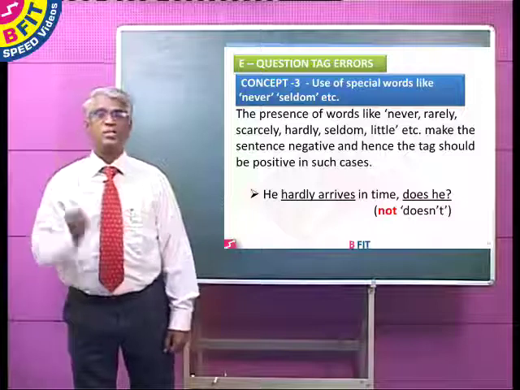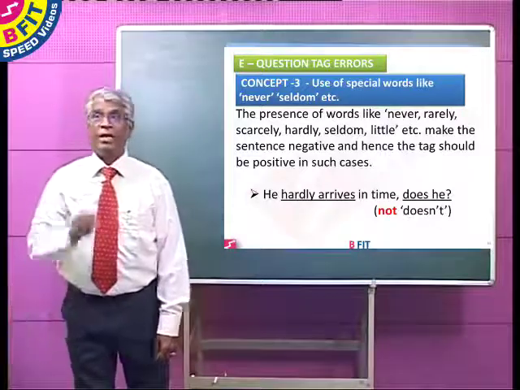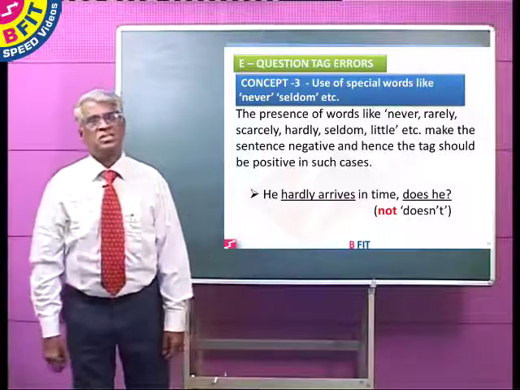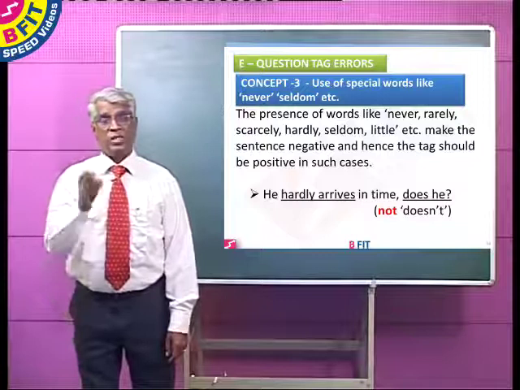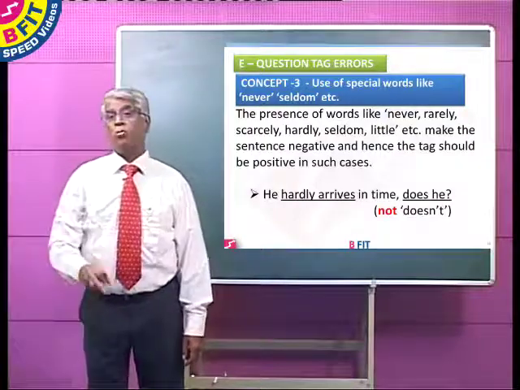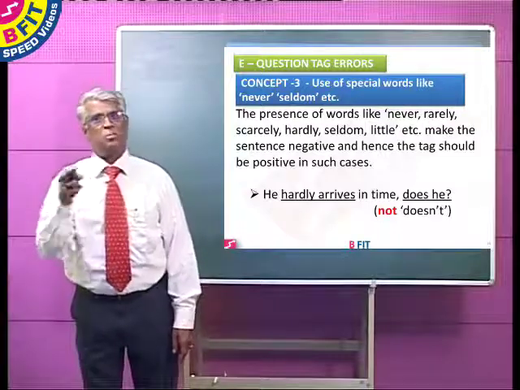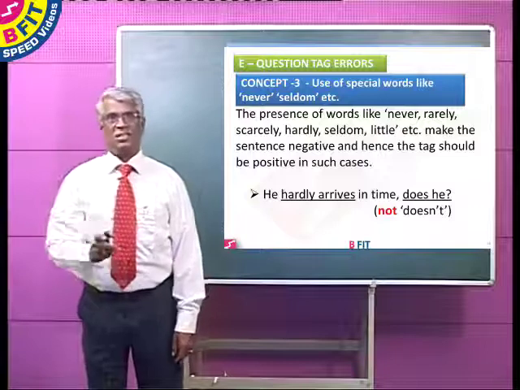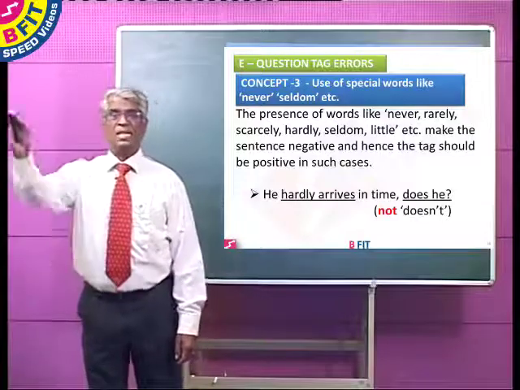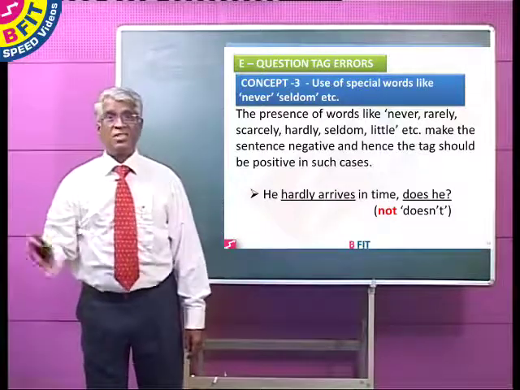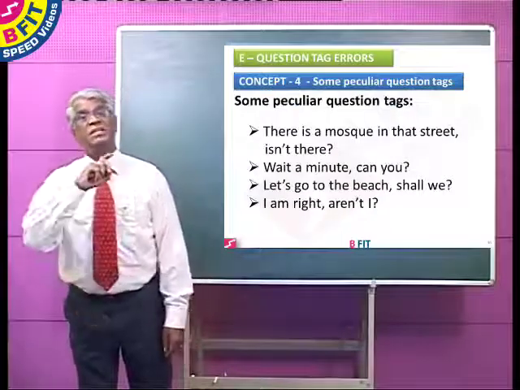But remember, sometimes a sentence can be negative even though the word not is not there. Look at this example. He hardly arrives in time. Is the sentence positive or negative? The word hardly means he doesn't arrive in time. These words show that the sentence is negative. Don't be carried away by the absence of the word not. This sentence is negative. Therefore, the tag should be positive. The verb is in present tense with s. Therefore, you should use the word does. He hardly arrives in time, does he? But if the sentence is, he arrives in time, doesn't he? If the sentence is negative, the tag is positive.